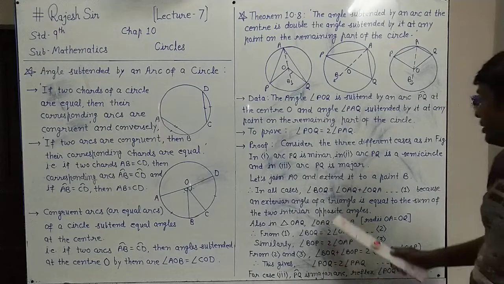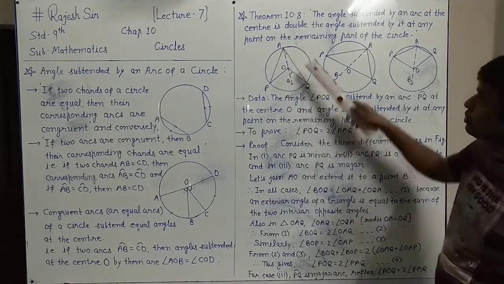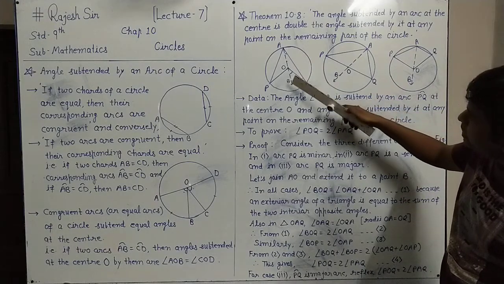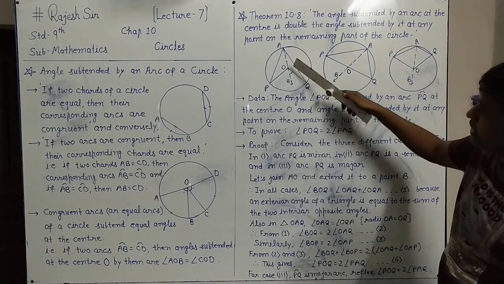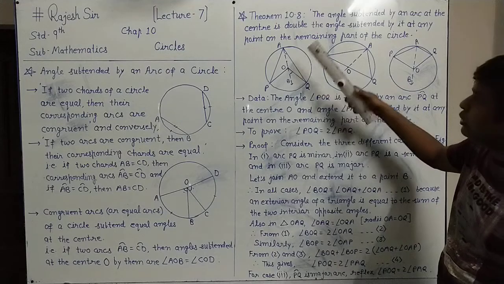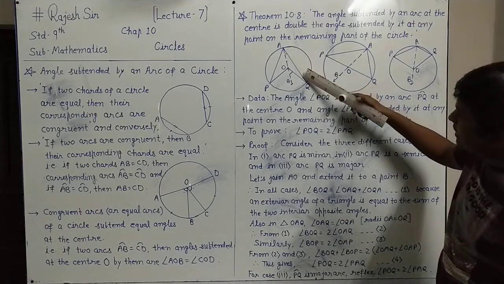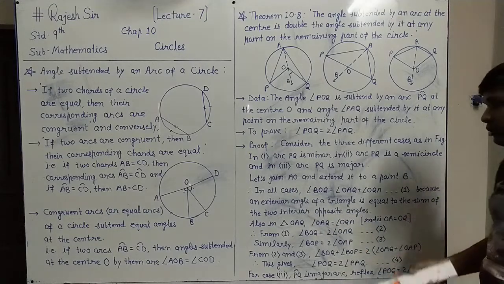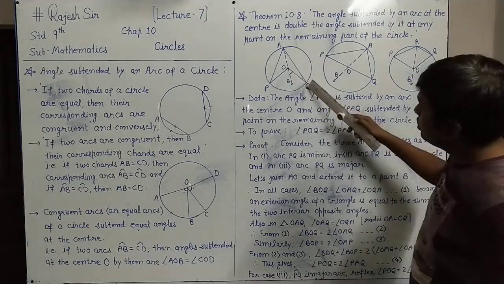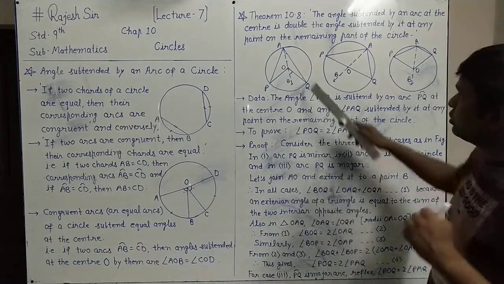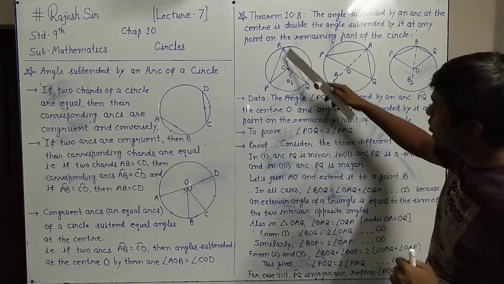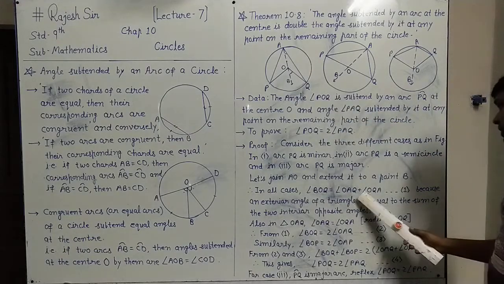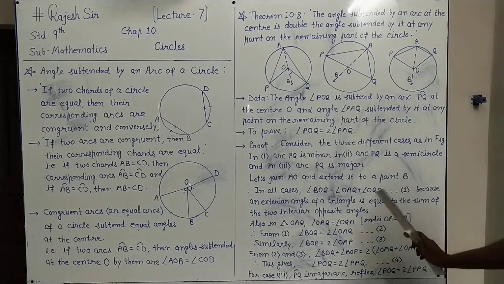So what is here? For triangle OAQ, this triangle you see, this angle BOQ is the exterior angle for this triangle. And the two interior opposite angles are this angle and this angle. So because of this statement, the exterior angle is the sum of the two interior opposite angles. Exterior angle BOQ equals the sum of these two interior opposite angles, that is OAQ plus OQA. From this result 1 comes.